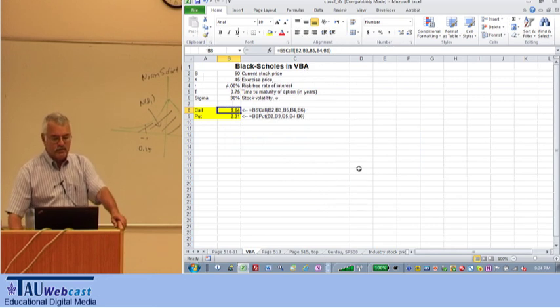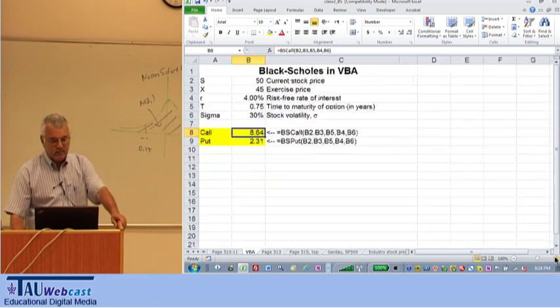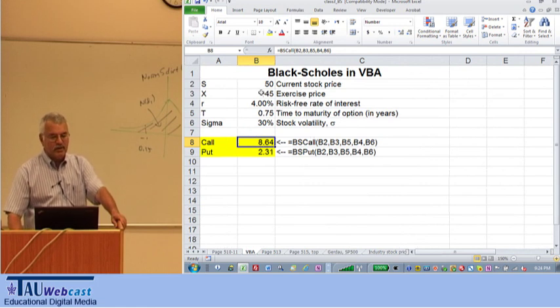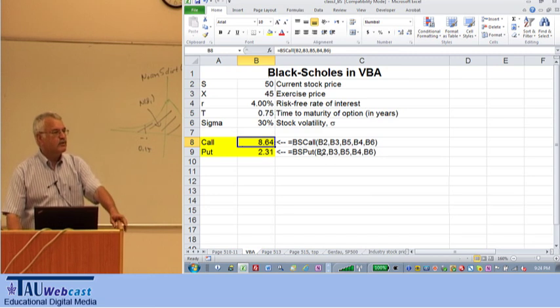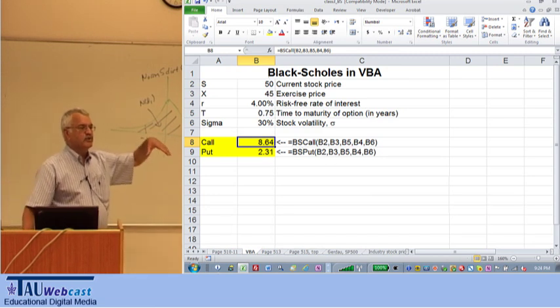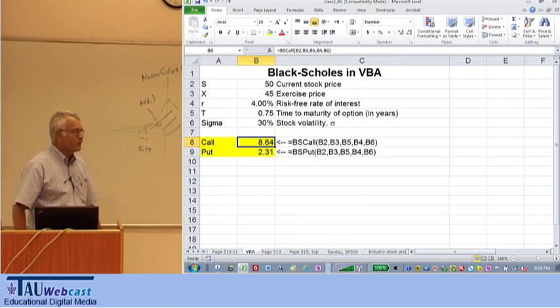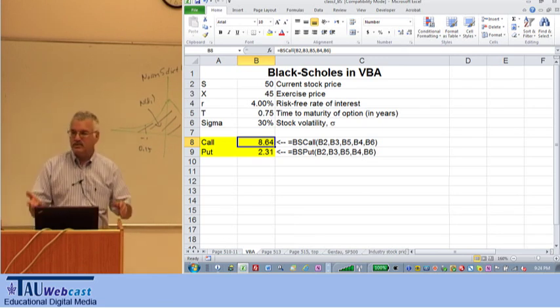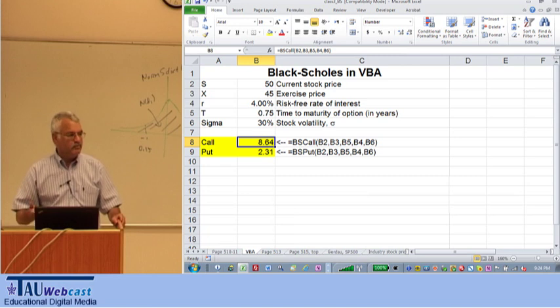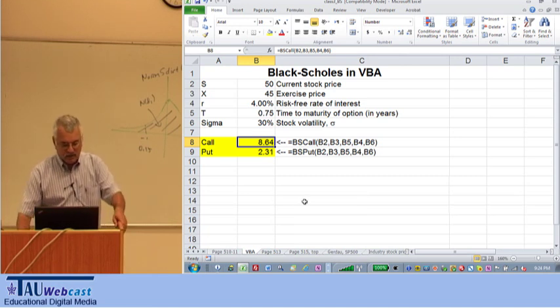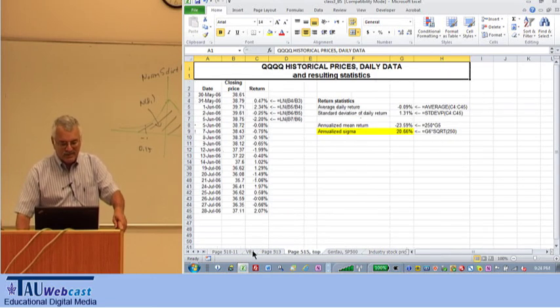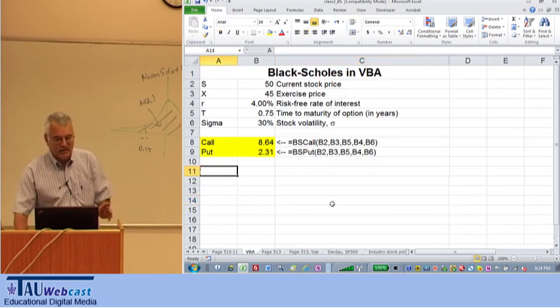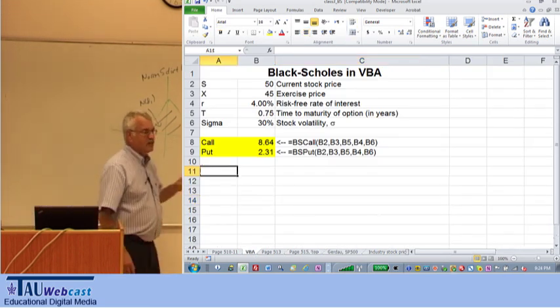What's the point? The point is, here's the same example I had before, and this time, instead of doing all these computations, they're all buried inside of VBA, but of course they give the same answers as before. So you could write a VBA function and do that. What else do I want to show you? Really, there's only one other thing I want to show you, which is implied volatility.